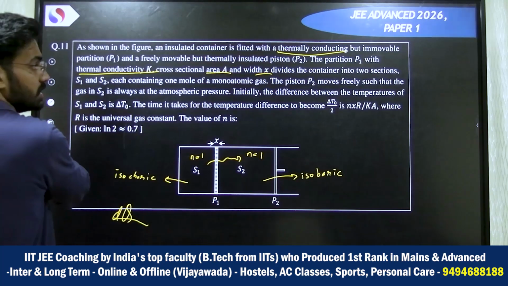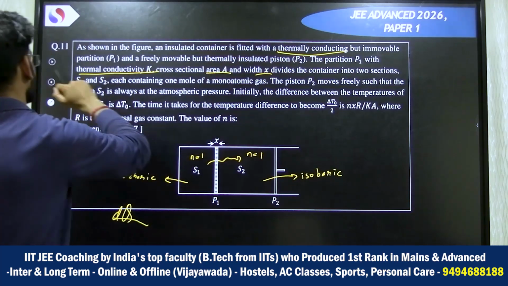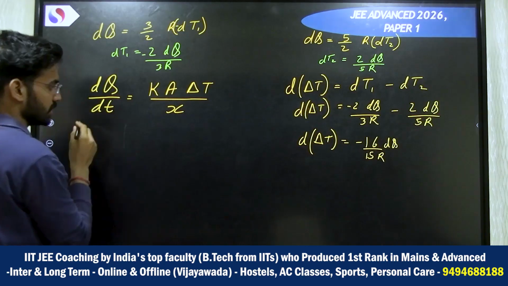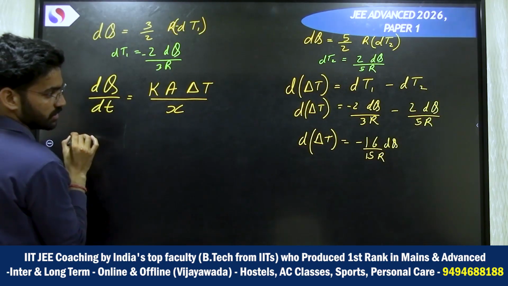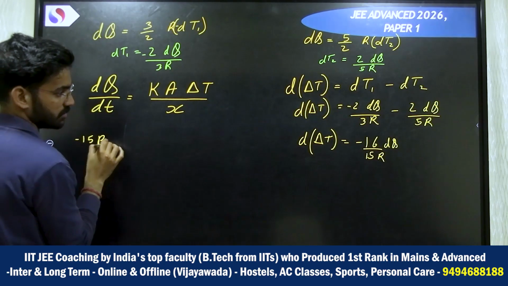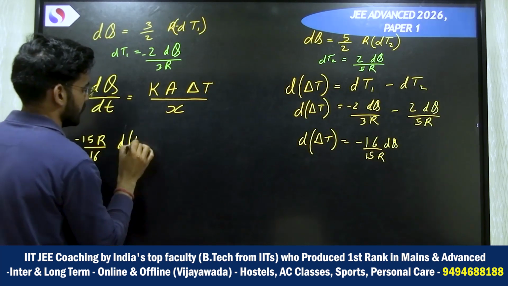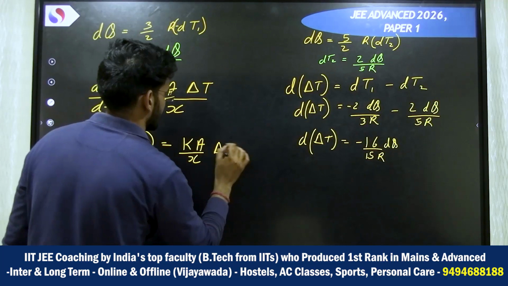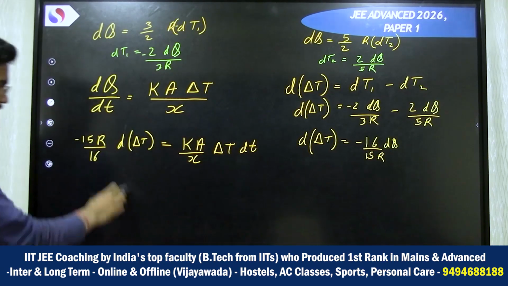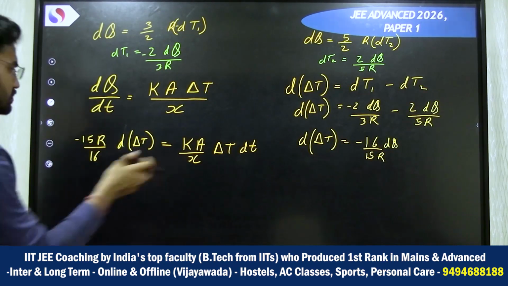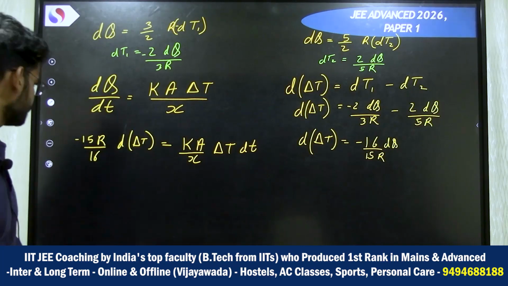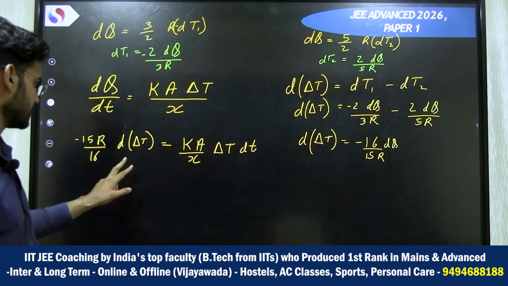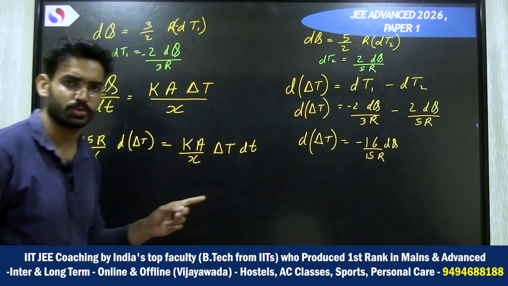Cross section k is given k only, A is given A, X is given X. That dq value put here, dt take this side, right? So with the negative, dq will come as minus 15r by 16 into d of delta t is equal to ka by x delta t into dt. Okay, dt I didn't keep this side because you can keep it, your wish. Now all these constants you take that side, delta t you bring this side, and with respect to delta t only we have to do the integration.